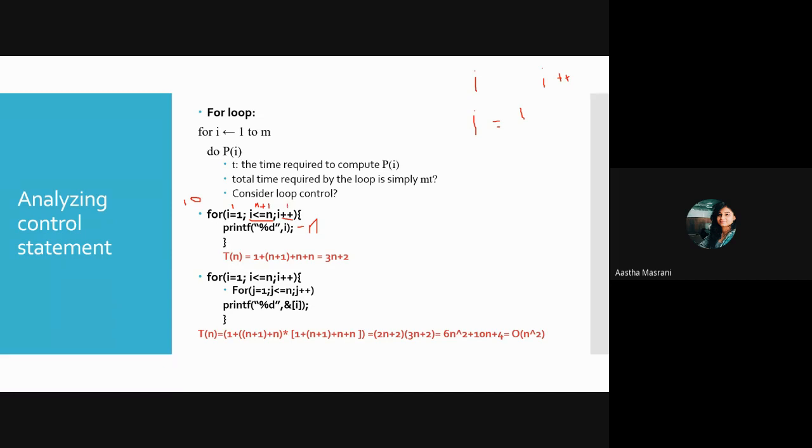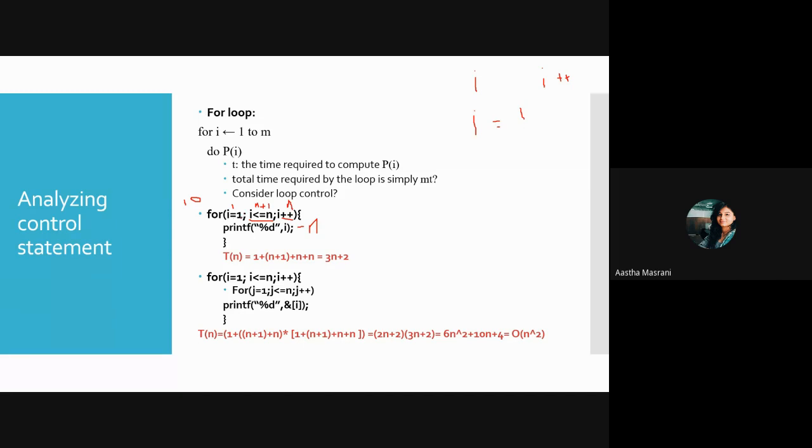The initialization will be done just one time, but the condition will be checked for n plus 1 times, and i++ will also be done n times. Once the condition is false, i++ will not be done. So only this condition will be checked, and that will be running for n plus 1 times.